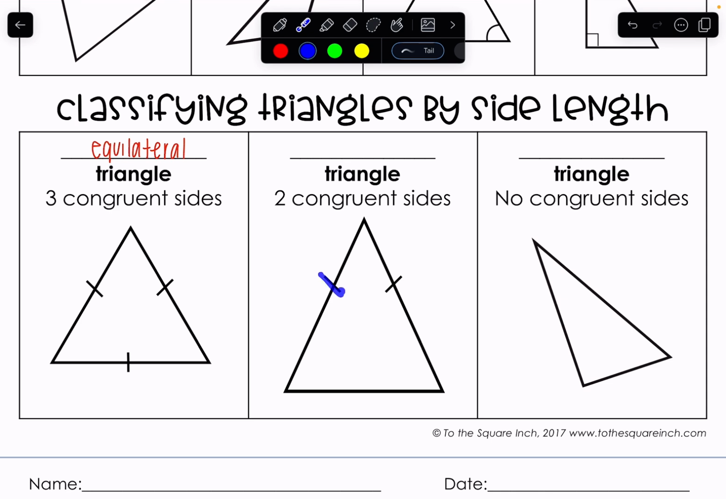When there's only two congruent sides, so that meaning this third side over here is different, it's called an isosceles triangle. And then lastly, when there's no congruent sides, that is called a scalene triangle. So there's no ticks over here because none of the sides are the same.